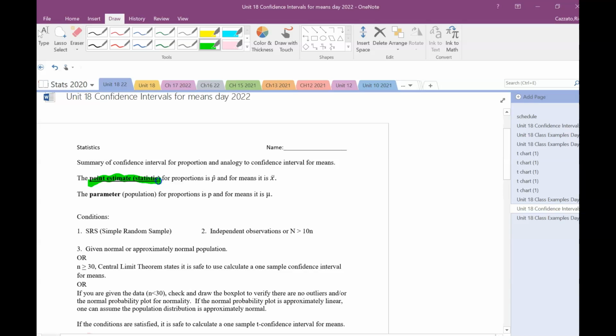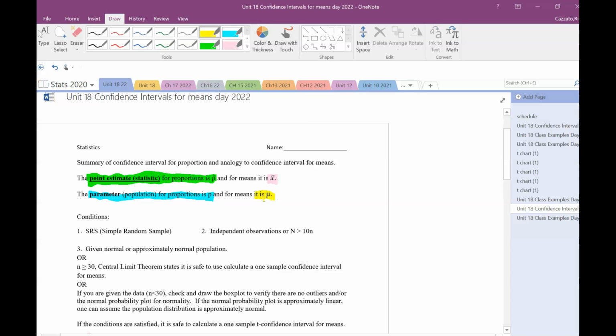So a couple vocabulary words. A point estimate is a statistic. For proportions we used p hat, but for means we're going to use x bar. And the parameter refers to the population. For proportions we use p, and for means we're going to use mu.